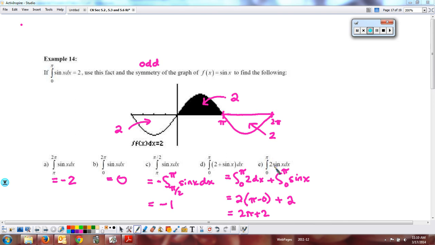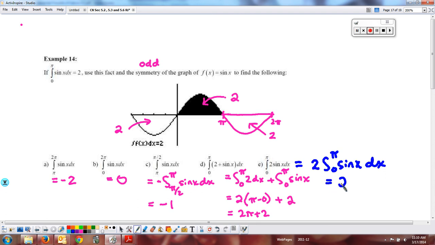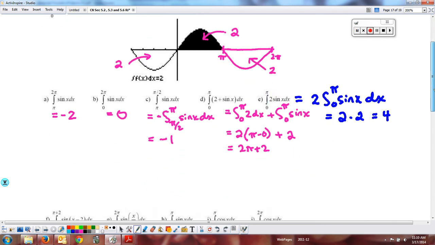All right, now we take a look at part E. Here we're doing the definite integral of a constant times the function, which, if you will recall from our properties, we can pull the constant out. Integral of 0 to pi sine of x dx. So we take 2 times the definite integral, which is 2, or 4. So that's going to be our first few examples here.